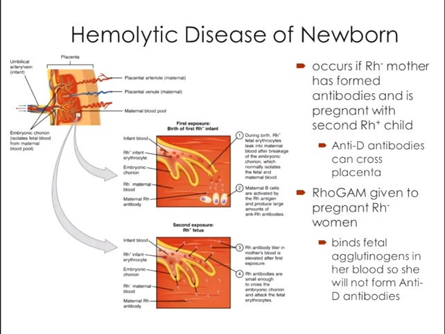Okay. So what they do now, and what they've been doing since I think the 1950s, is they've created something called Rhogam. Rhogam is given, I believe, 3 times during a woman's pregnancy. What it does is it prevents the production of Rh antibodies. It also will bind to the fetal agglutinogens in her blood. So again, she will not form the anti-D antibodies, and then she can have children without issue.